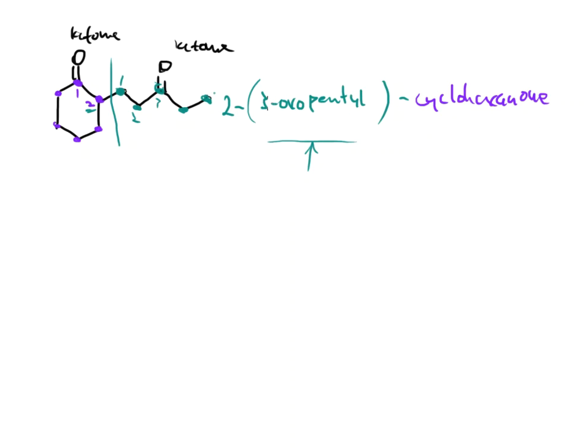And then on that third carbon of the pentyl group, we have an oxo piece, which is a double bond O. So a little bit more complicated than some of the others that we talked about.